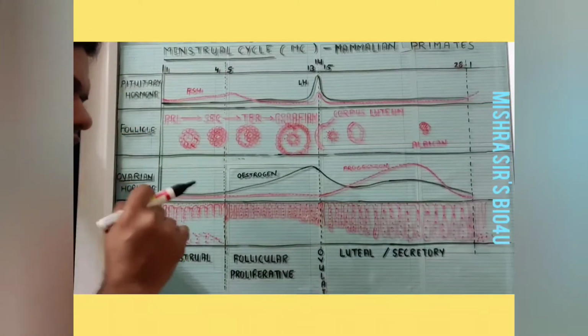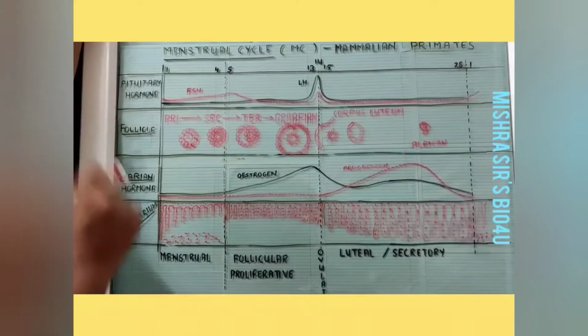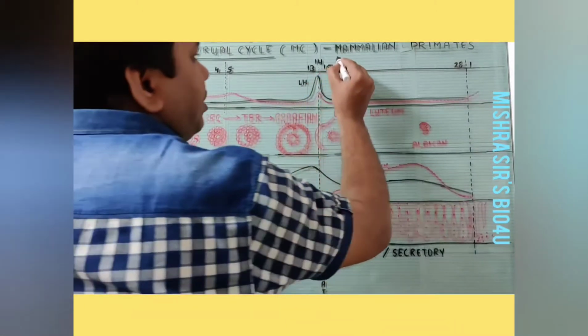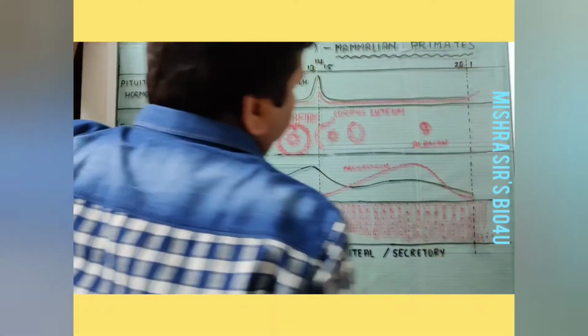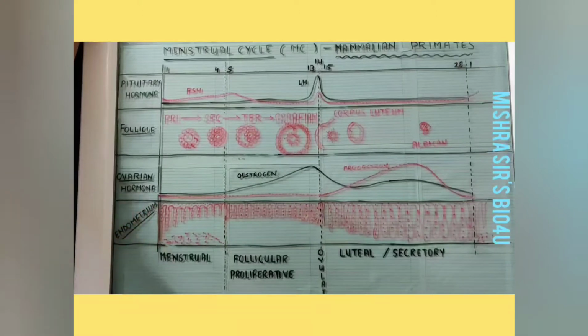So in the case of females, which females am I talking about? Mammalian primates. Who are included in this? Man, monkeys and apes. So today we are going to talk about mammalian primates. The female reproductive cycle is called the menstrual cycle. Now we will specifically stick to the human female reproductive cycle.